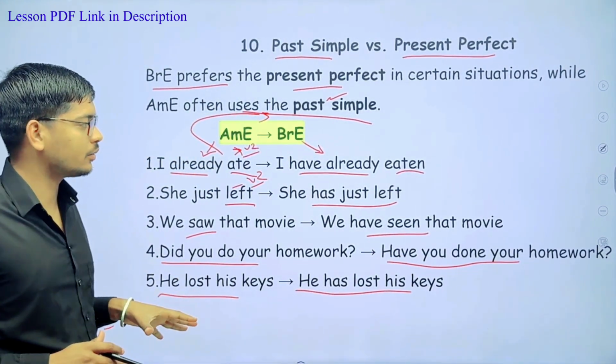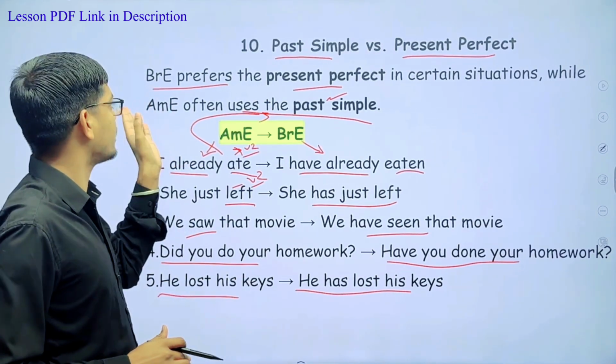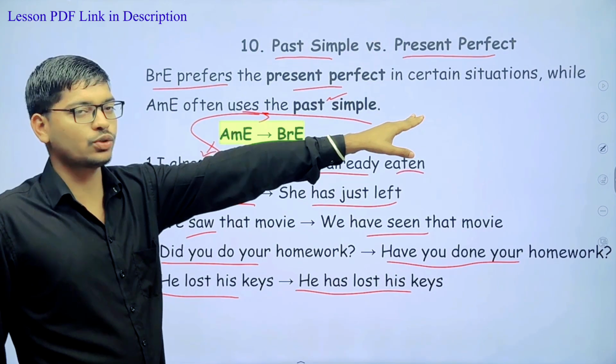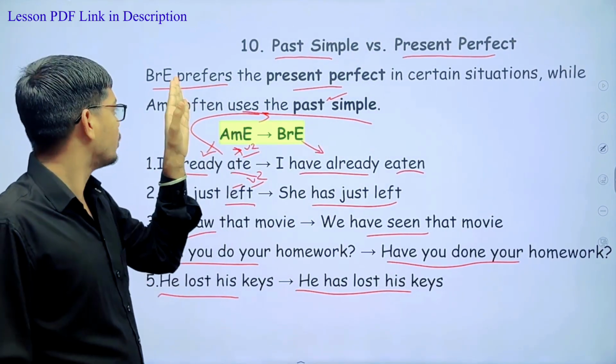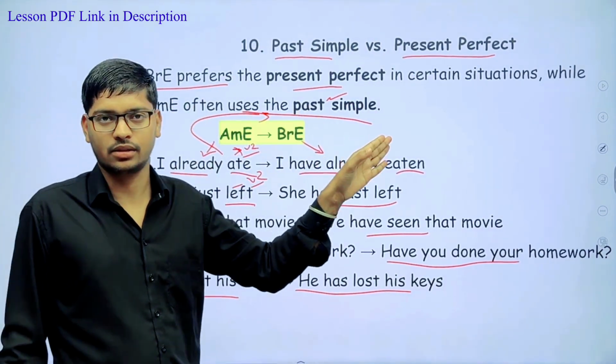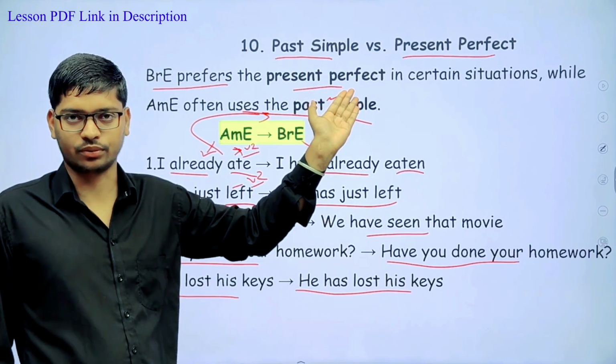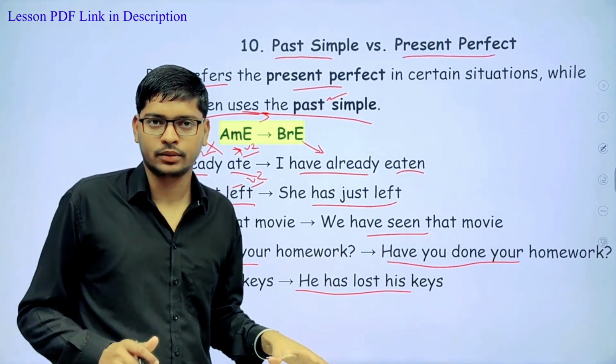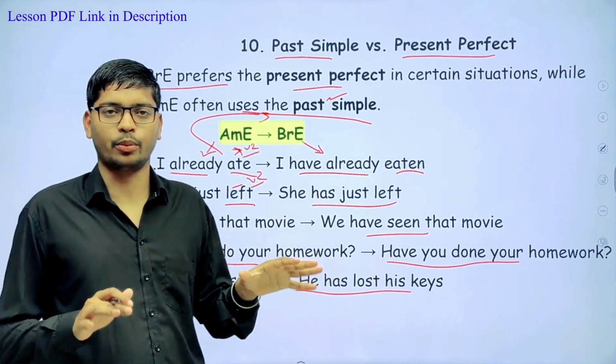So guys, you understand? British English prefers the present perfect tense in certain situations, while American English often uses the past simple tense. Okay, that's a similar situation. So guys, we have covered 10 differences between American and British English.